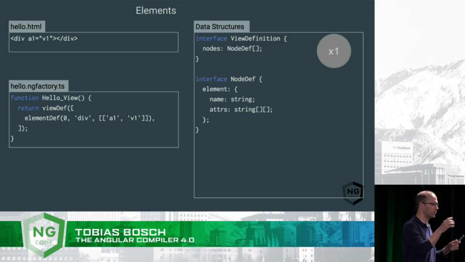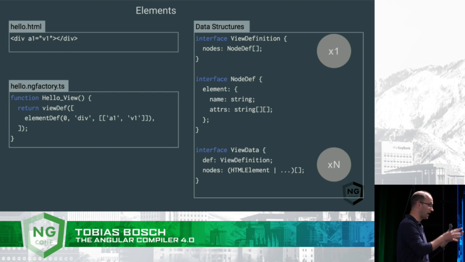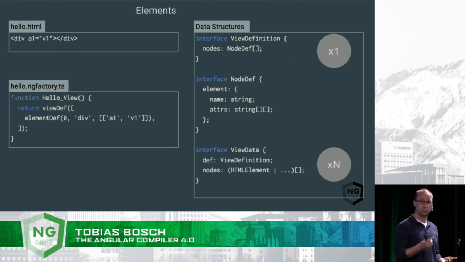Another thing you need to know is that the view definition for a component is only created once. So per component class, we create one view definition, and then when we instantiate your component, we create a so-called view data out of it. The view data links to the view definition, and it contains the runtime nodes. So if you have an element def, you instantiate it, and you get out an HTML element, and so forth. We do this separation to keep the many instances of your components relatively small in memory usage. Everything we move into the definition, where there's only one instance, and everything else that needs to be created multiple times goes into view data.